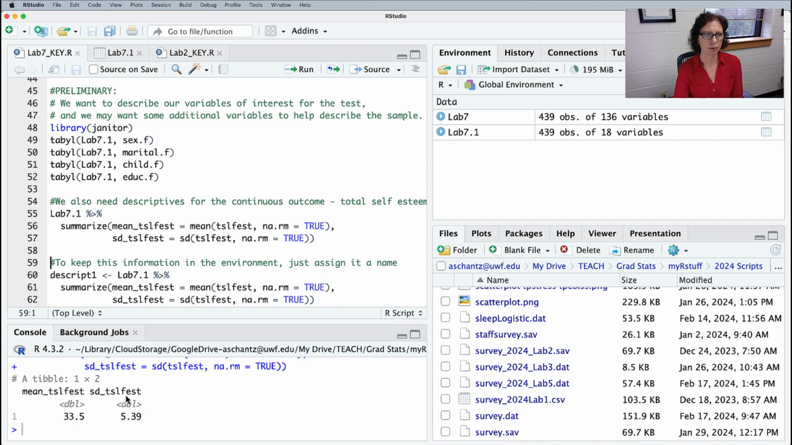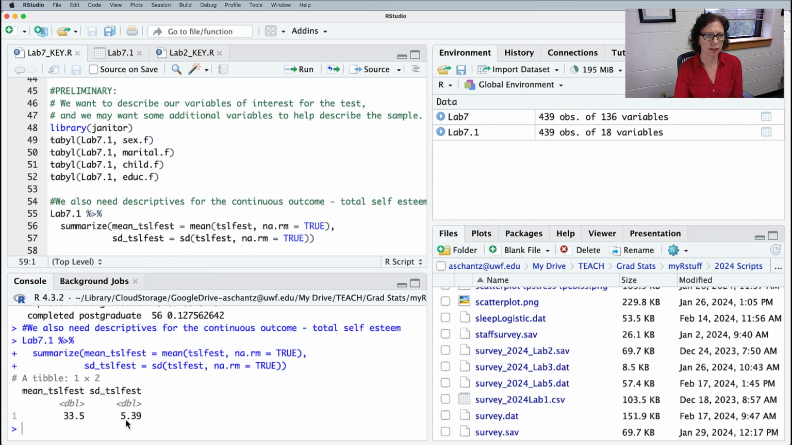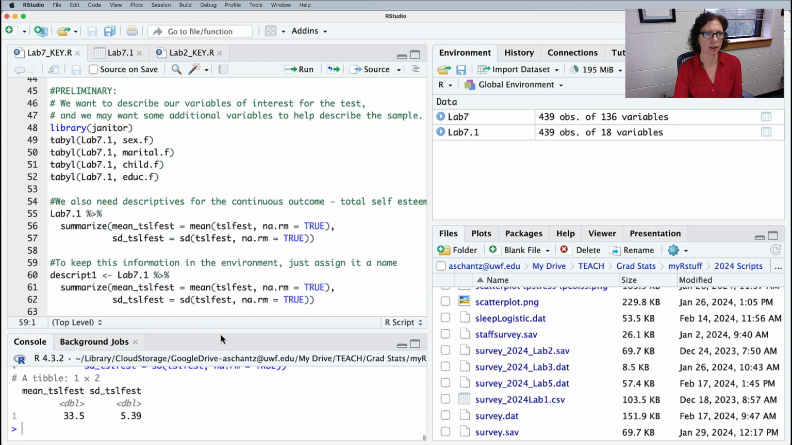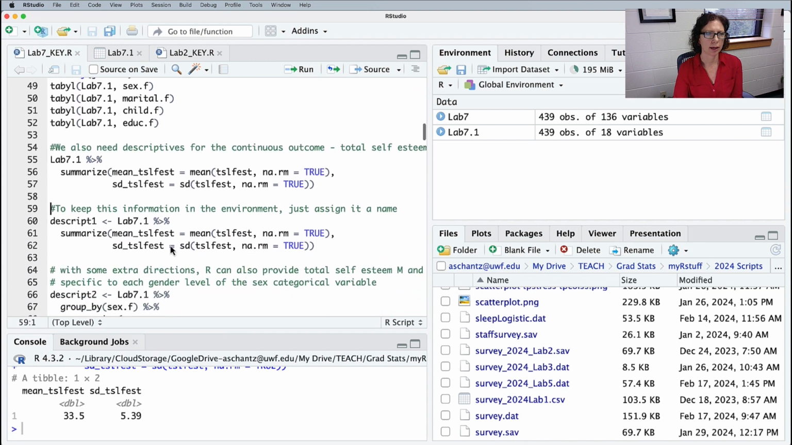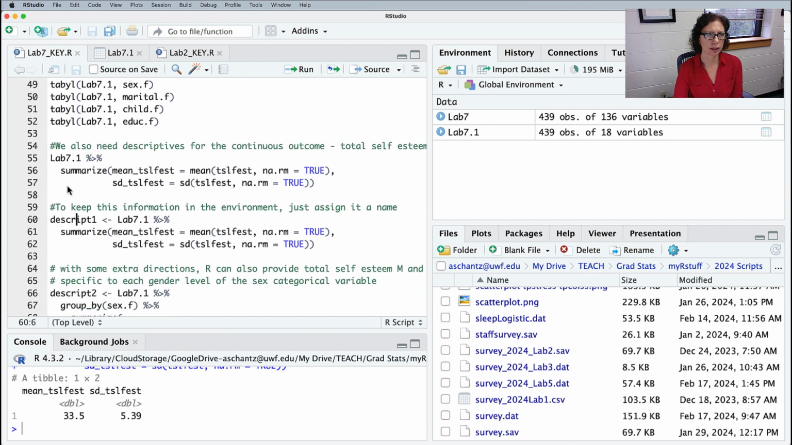So it gives it to me down there, and I have my mean and standard deviation of the whole total self-esteem variable, which is something I'll need to report. And I can give it a name, just take that whole stuff and copy, paste, and give it a name so that it'll stay in your environment when you want to go see it later.